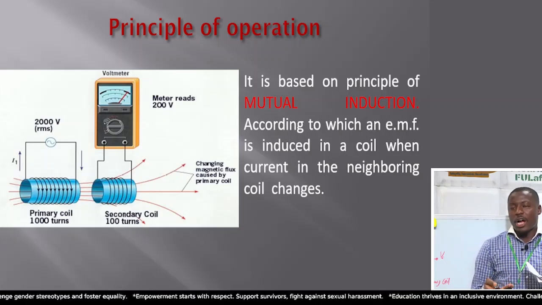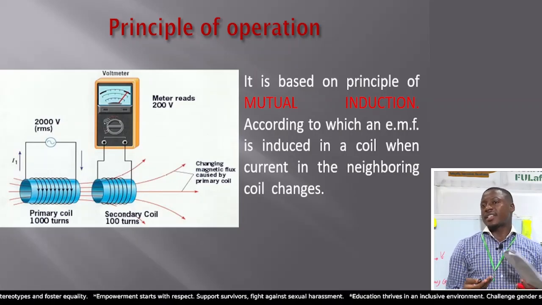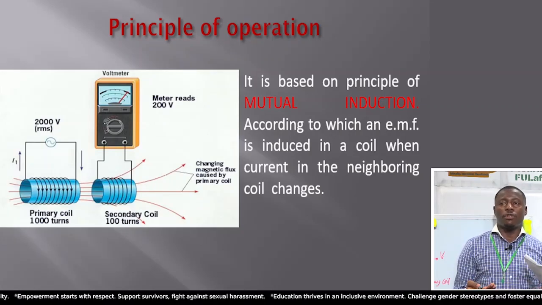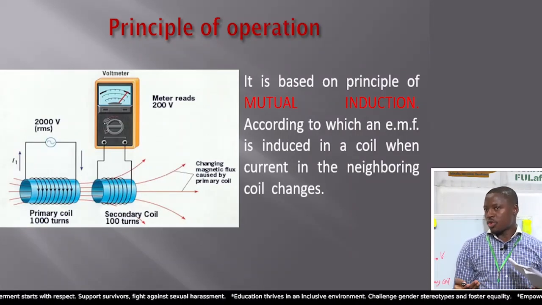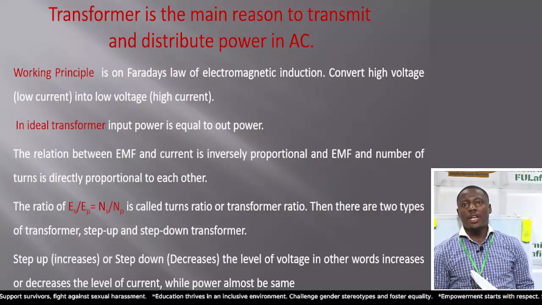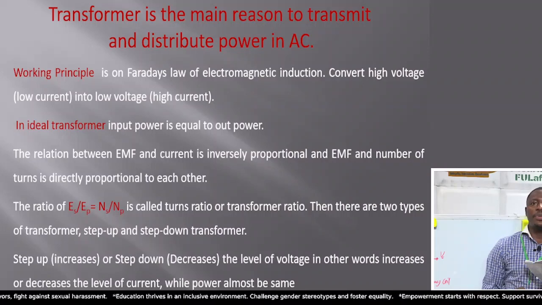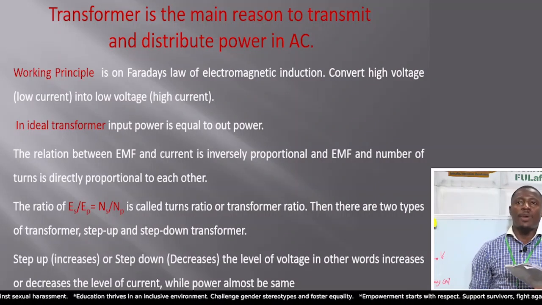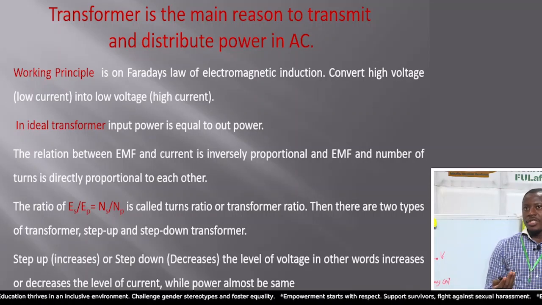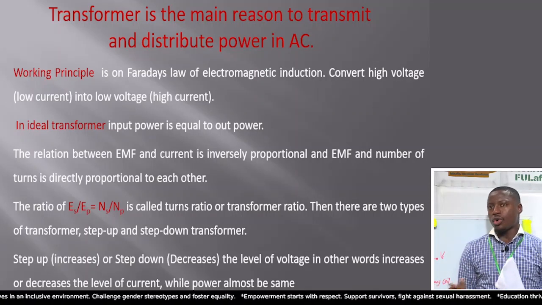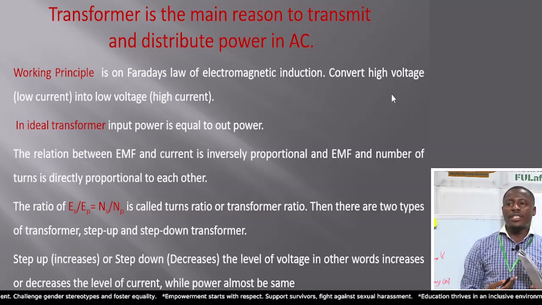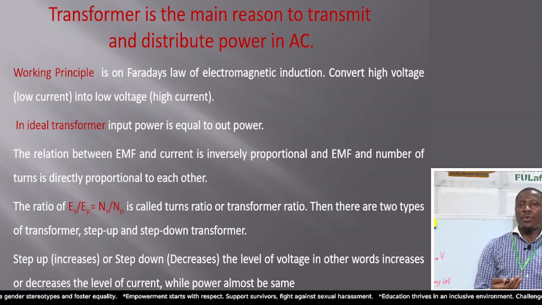As we go further, we'll be able to understand what a transformer looks like, what it does, and its functions, even though, of course, I believe we know some of the functions of a transformer. Now, the working principle of a transformer is based on Faraday's law of electromagnetic induction. It converts high voltage into low voltage, or low voltage into high voltage. All this depends on the type of transformer that we have.